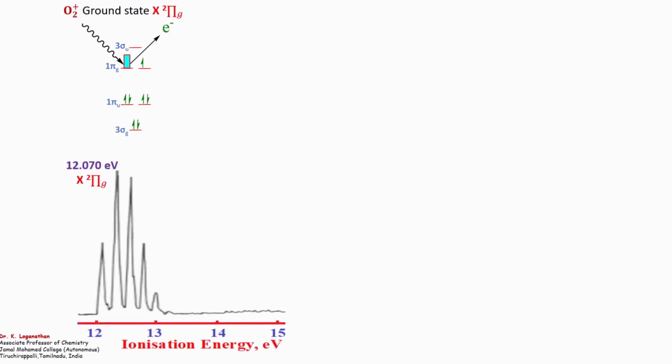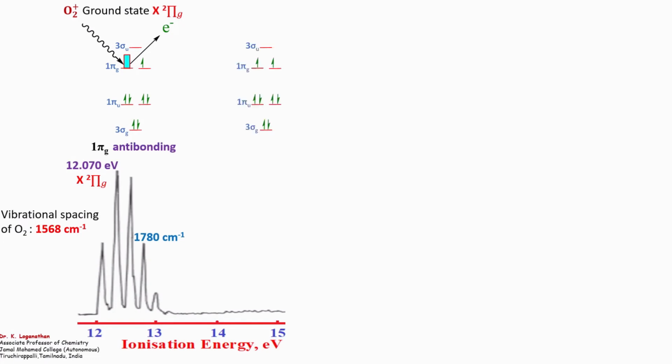The removal of an electron from the ground state of oxygen molecule leads to a hole in one of the orbitals. In photoelectron spectroscopy, when an electron is removed from 1πg orbital of oxygen, it results in capital letter X ²Πg ground state of O2 plus ion and gives a signal at 12.070 electron volt with vibrational structure spacing 1780 centimeter inverse. The vibration spacing of oxygen molecule is 1568 centimeter inverse. There is no appreciable change in vibration spacing, indicating that 1πg orbital is antibonding orbital.